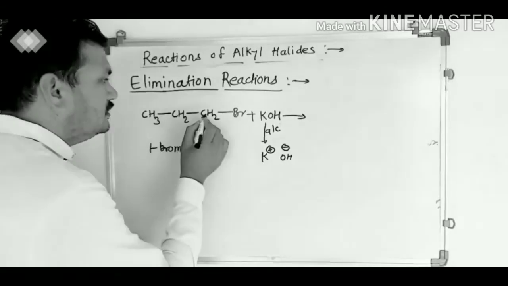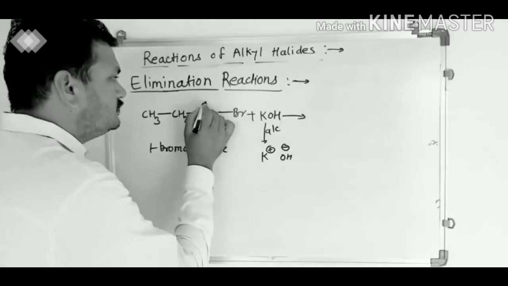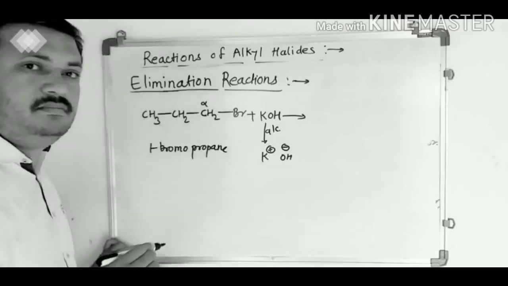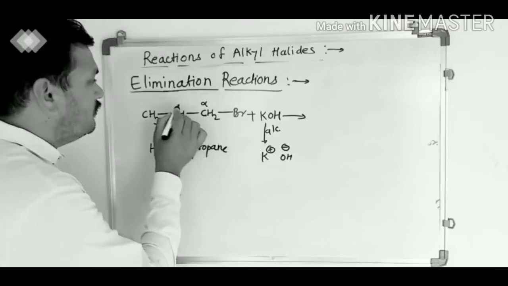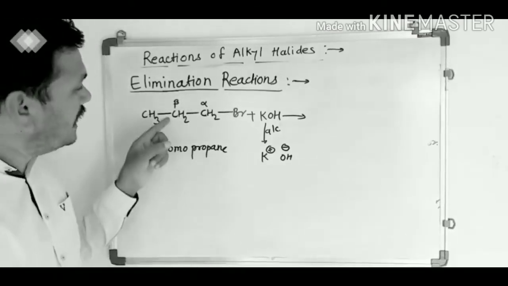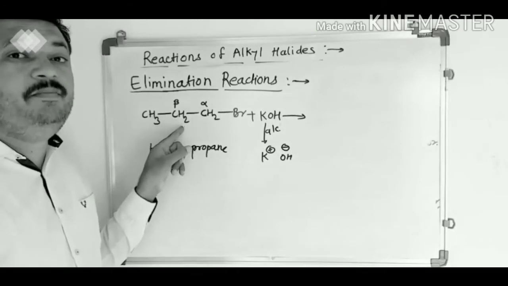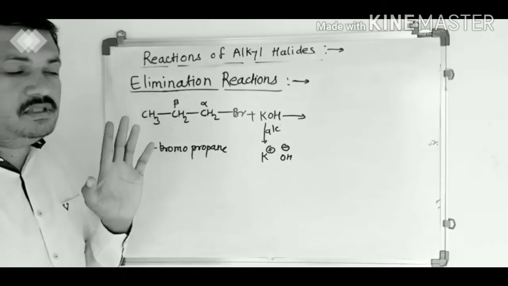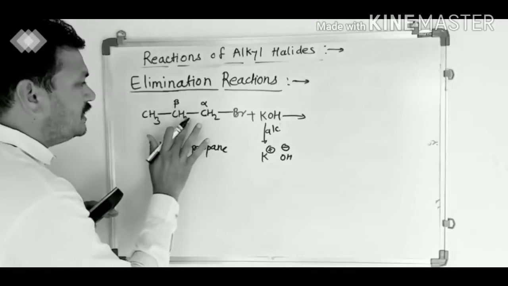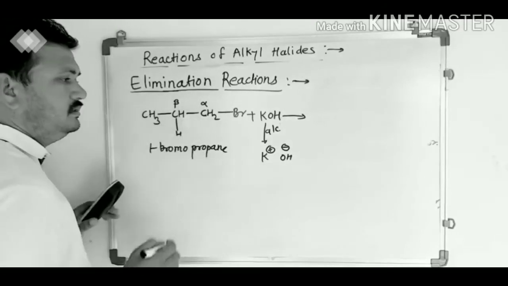Now this carbon atom directly attached to a halogen atom is known as alpha carbon atom, and the carbon atom attached to the alpha carbon atom is known as beta carbon atom, and the hydrogen atoms present on that carbon atom are known as beta hydrogen atoms. Now we will see how this reaction takes place. I write this hydrogen like this.